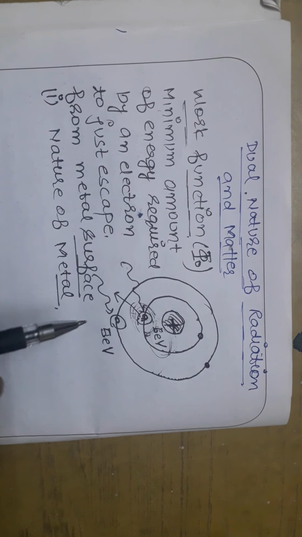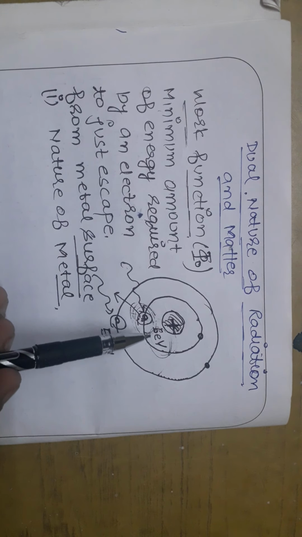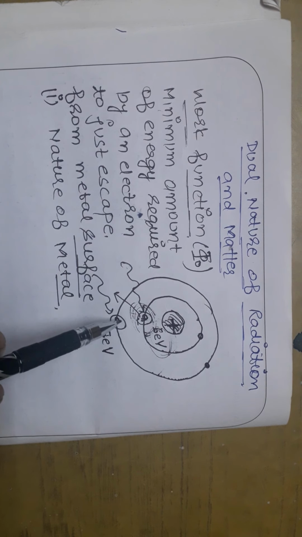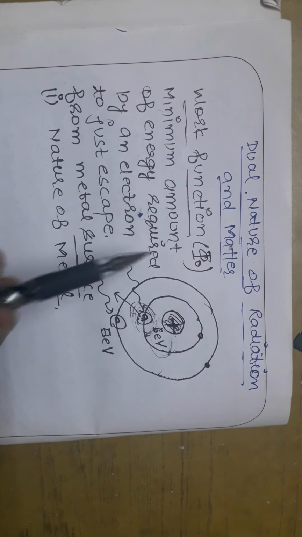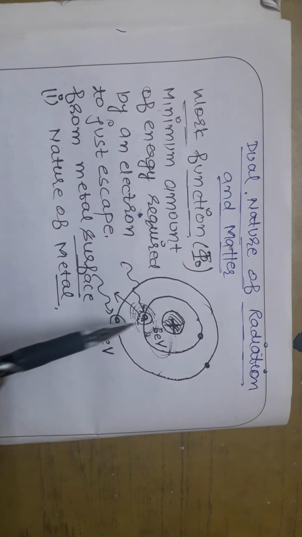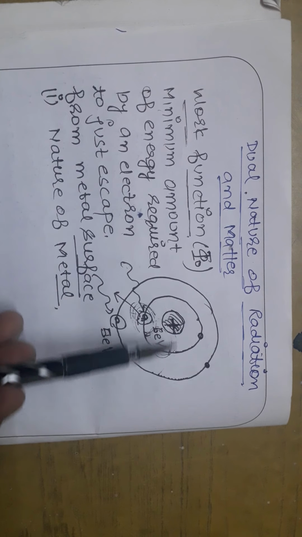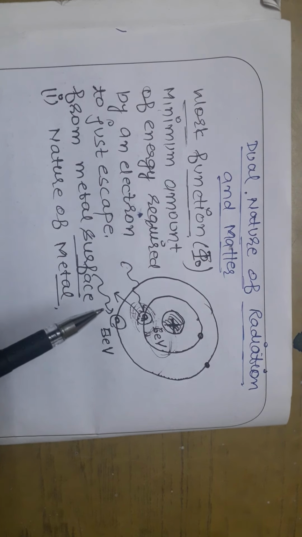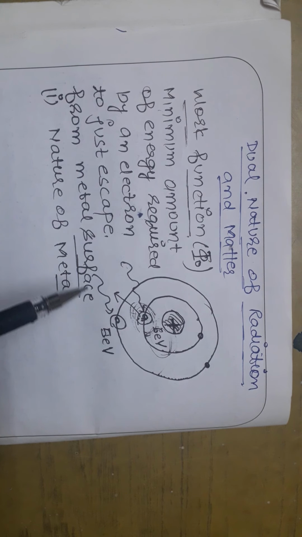Let us suppose you have an alkali metal, in which the electrons are loosely bound to the nucleus. So with a little energy the electron comes out, so the work function value will be less for them, because the electron is not tightly bound to the nucleus. If the electron is tightly bound to the nucleus, it means more energy I will provide to remove the electron. So this is the basic thing. Second, it depends upon the condition of its surface.